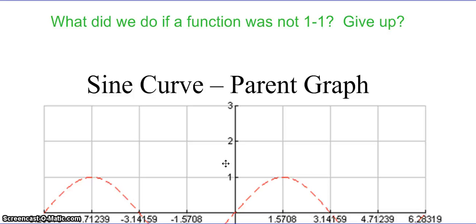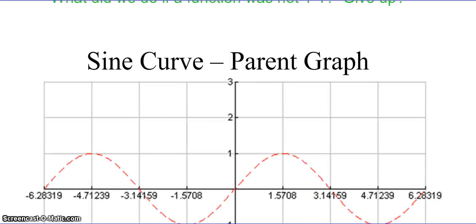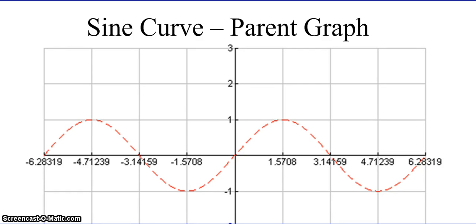Okay, so then our next question becomes, so what did we do if a function was not 1 to 1? Do we just give up? That's always a valid option. In this case, though, we can move on. So what we did if a function was not 1 to 1 was we restricted the domain. So look at our sine curve here. How do you think it's best that we restrict the domain?